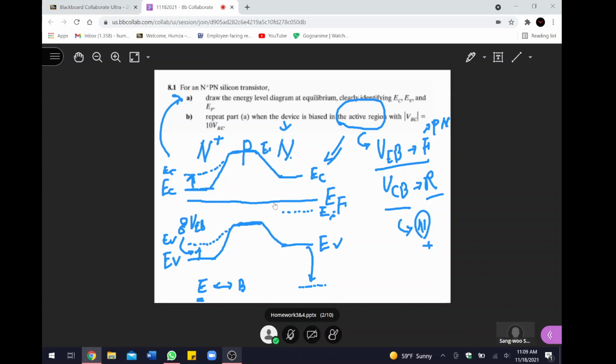So if we consider that one, you can see, for example, you have EF, okay? And this amount of change in here is related with the qV_CB amount of change. So that way you can answer question B. Okay. So is everything clear for the energy band diagram?